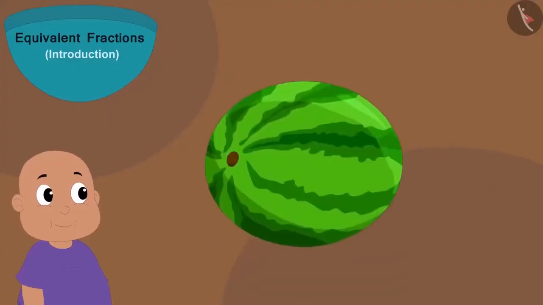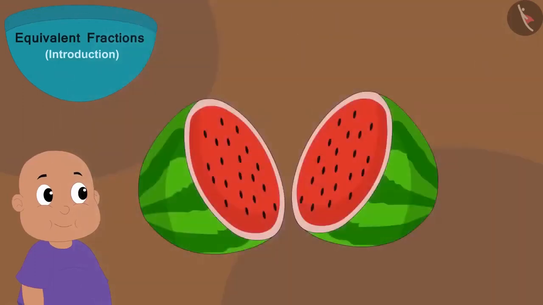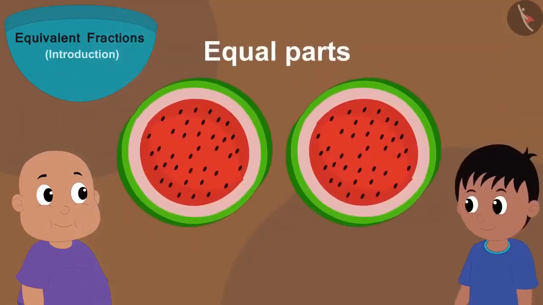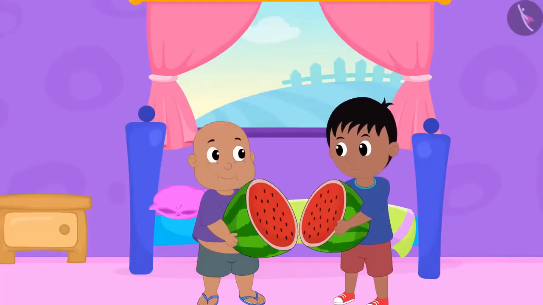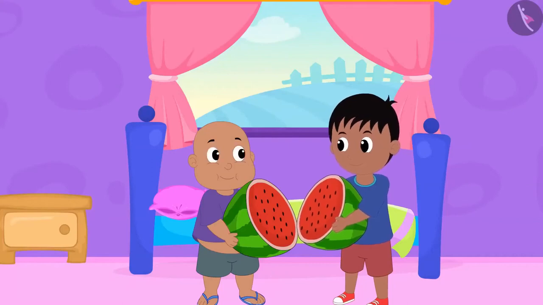Bablu cut the watermelon in 2 equal parts and gave 1 part to Raju. There are 2 equal parts of watermelon here, and both Raju and Bablu have taken a part of it. So we can say that both Raju and Bablu got 1/2 or half of the watermelon. Raju told Bablu that this portion is too big and he cannot eat it.